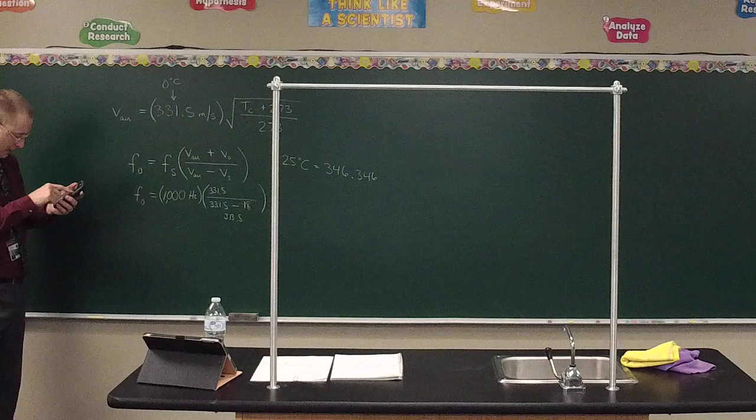And I'm going to put this in the memory of the calculator. 30 plus the 273, divided by the 273. Take the square root. Multiply that by 331.5. All right, so the memory value. Oh, I think this might have been the old memory value, because I think we had a 30 degree problem the other day. She got 349.23 blah blah blah meters per second.